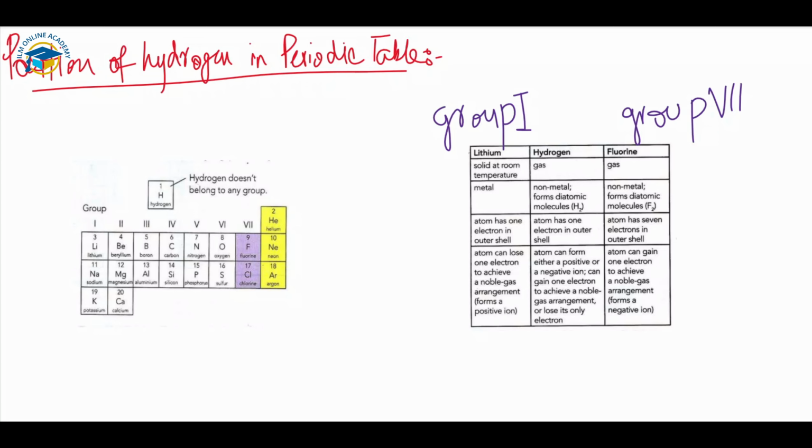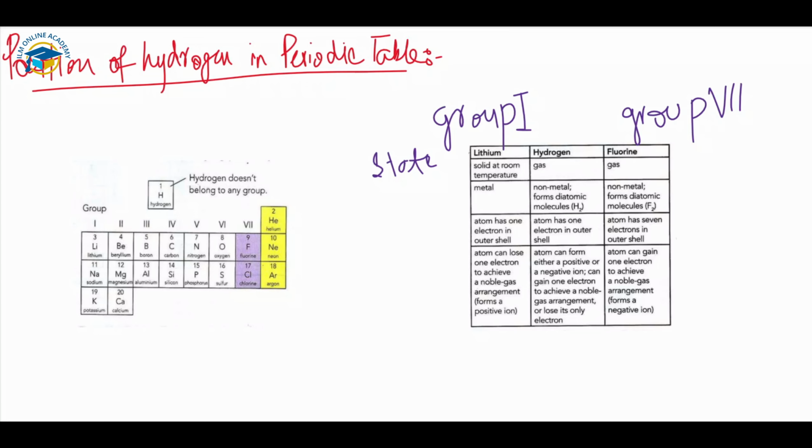First of all, we have the physical states of these elements. Lithium is present in the form of a solid at room temperature, hydrogen is in the gaseous form, and fluorine also exists in the gas state.